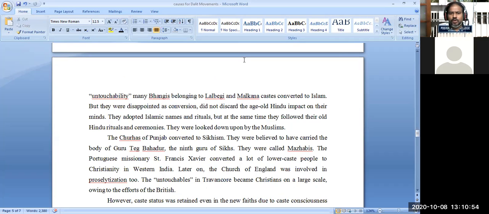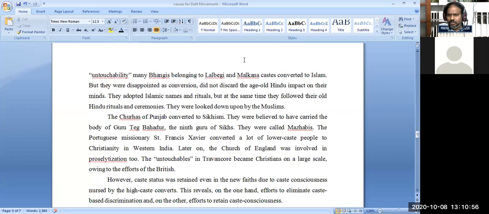Chuhras of Punjab converted to Sikhism. They were believed to have carried the body of Guru Tegh Bahadur, the ninth Guru of the Sikhs. They were called Mazhabis. The Portuguese missionary St. Francis Xavier converted a lot of lower class people to Christianity in Western India. Later on, the Church of England was involved in proselytization too. The untouchables in Travancore became Christians on a large scale, owing to the efforts of the British.